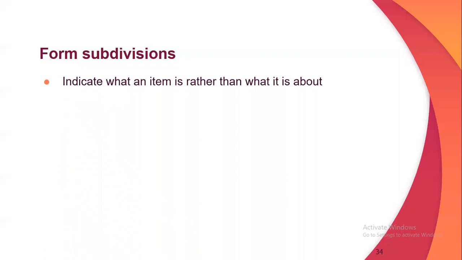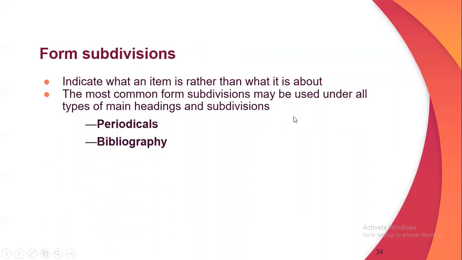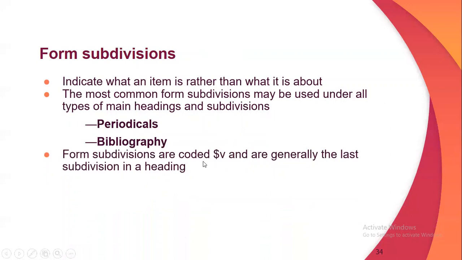For the form subdivision, indicate what an item is rather than what it is about. And the most common subdivisions may be used under all the types of main headings and subdivisions: periodicals, bibliography. So form subdivisions are coded with subfield code V and are generally the last subdivision in the heading.